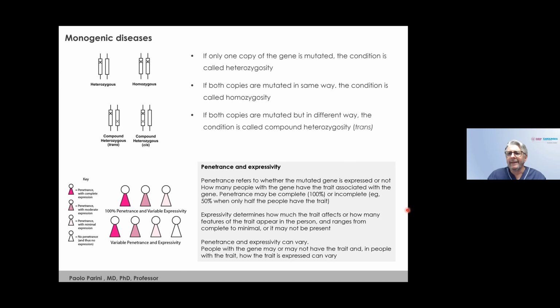Instead, the expressivity of a mutation determines how much the level of, say, disease is present in the single individual. So these 2 concepts are independent of each other, but they define the degree of disease in a single individual.